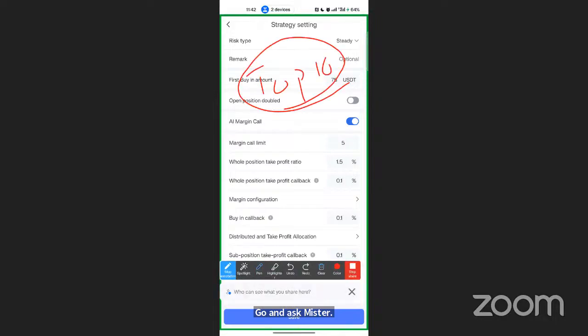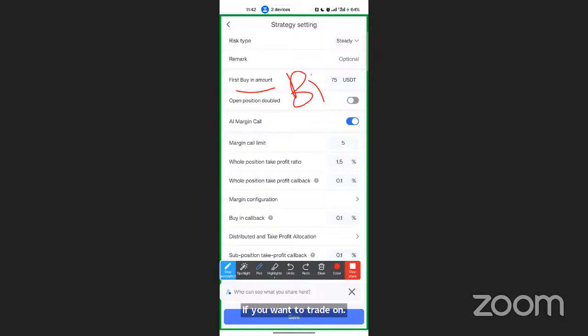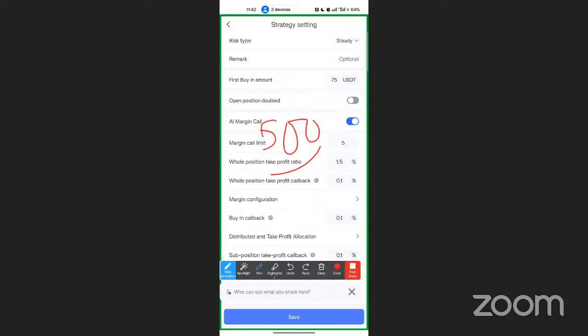If you want to trade on cycle, Bitcoin, Ethereum, $500 per coin. Let me tell you, you cannot be busy and at the same time you are broke.